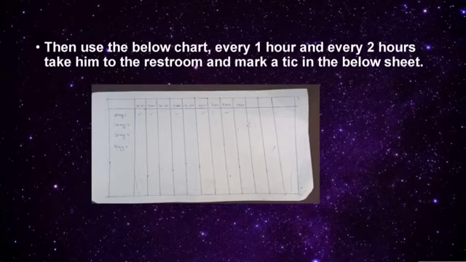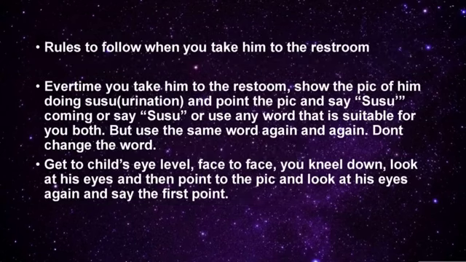Then use the below chart every 1 hour and every 2 hours. Take him to the restroom and mark a tick in the below sheet. Ensure that you are taking him only when there is a need to go, but to ensure that you are giving a lot of water. So if you're going to give a lot of water and a lot of water content vegetables, he will definitely have a need to use the restroom every 2 hours. So we are going to use that. You cannot just take him and go to the restroom.